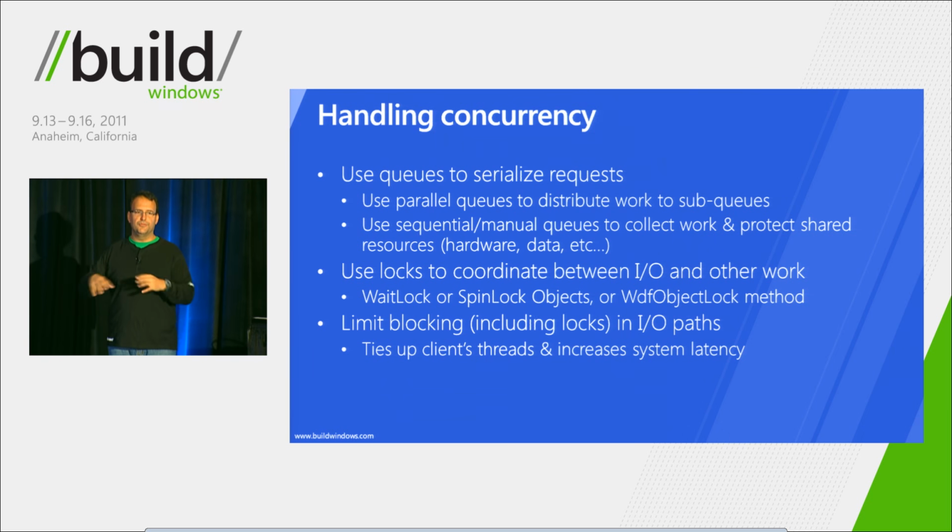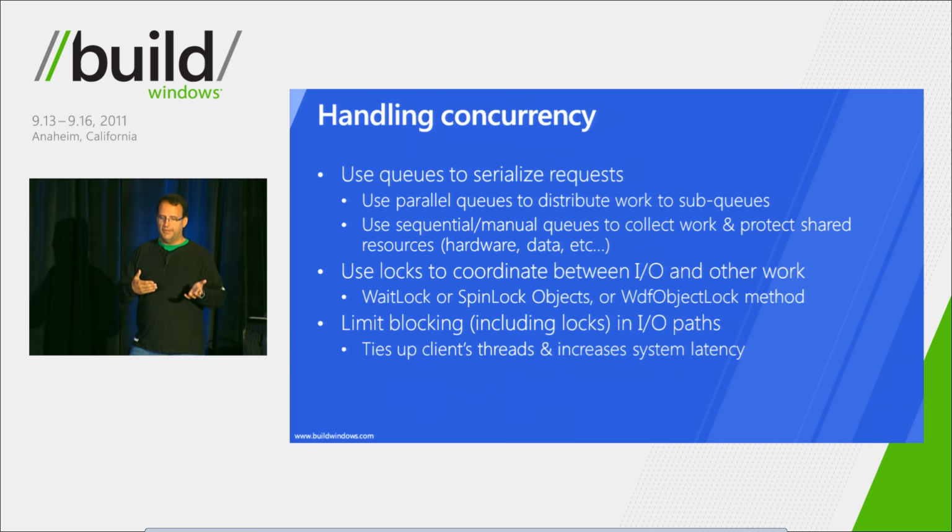You can use parallel queues and distribute work. You can collect work with sequential queues. In the example we just saw, if you wanted to have read and write operations that were serialized with device control operations, you'd add read and write handlers to that default queue. If you wanted to have read and write operations that are serialized with respect to each other, but then have device controls be serialized on their own, you could make a second top-level queue, make it a sequential queue.